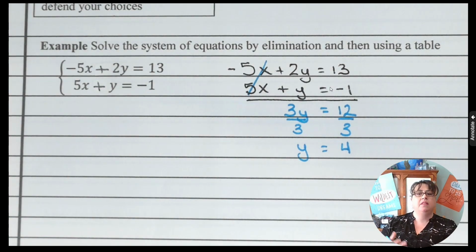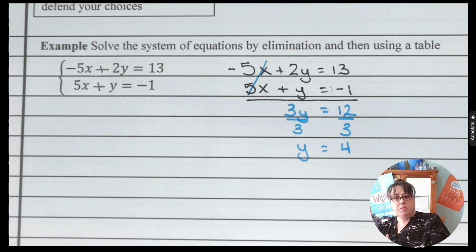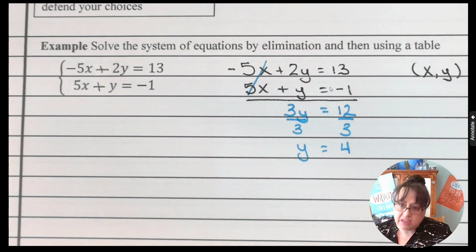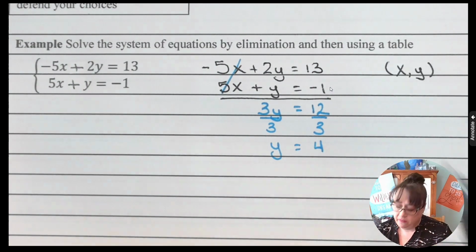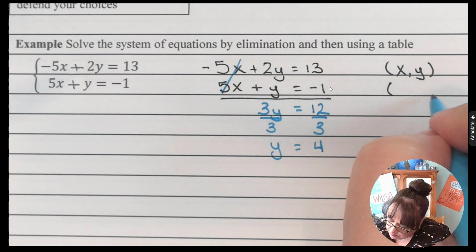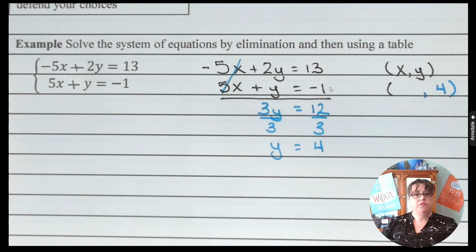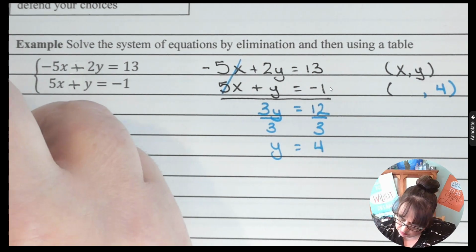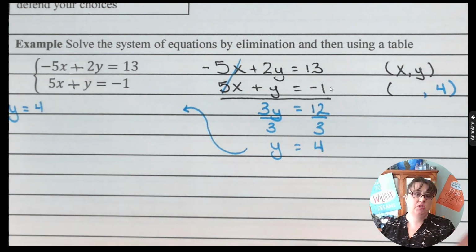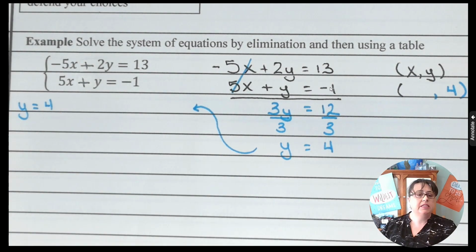So remember that the answer to a system of equations is an ordered pair, x, y. And so now we have a portion of it. We know the y portion is 4. So now to find the x portion, if you recall, we're going to take our y equals 4, and we're going to substitute it into one or the other equation. It doesn't matter which one.